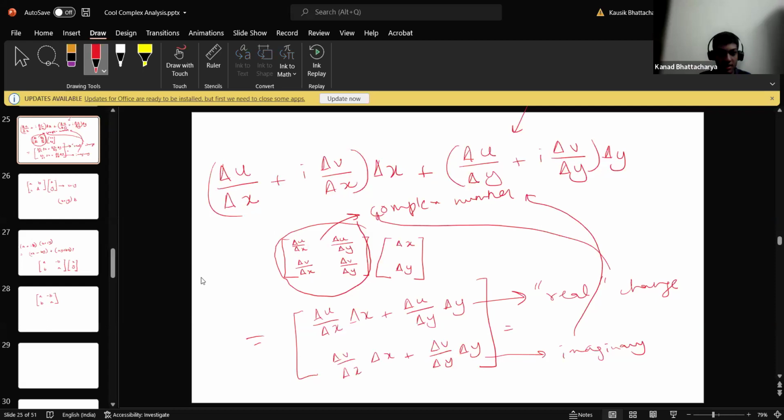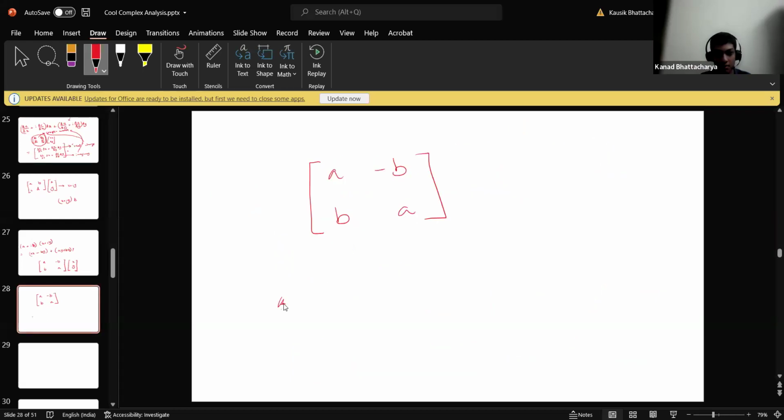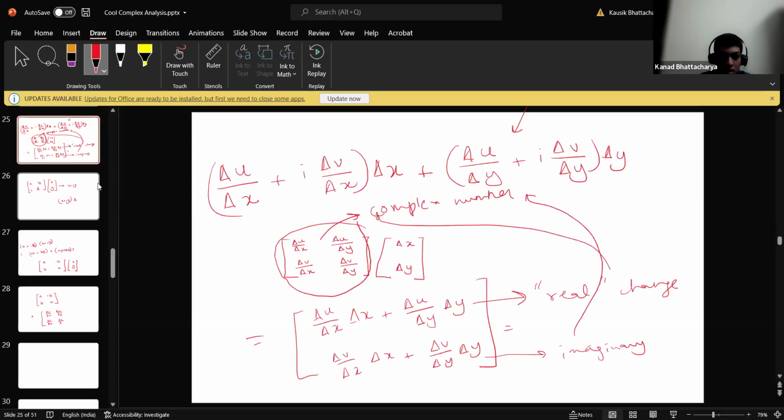So now what does that mean? If we copy this matrix here, what we have is delta u by delta x, delta u by delta y, delta v by delta x, delta v by delta y. Is this correct? Or am I missing something? Let me just think about it. Wait. Okay, that's correct.